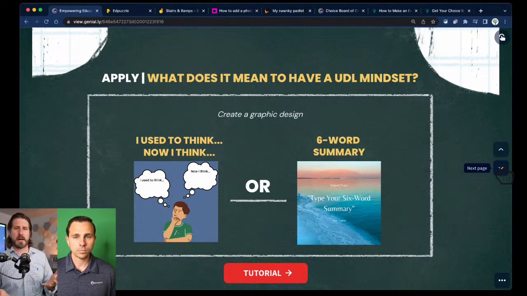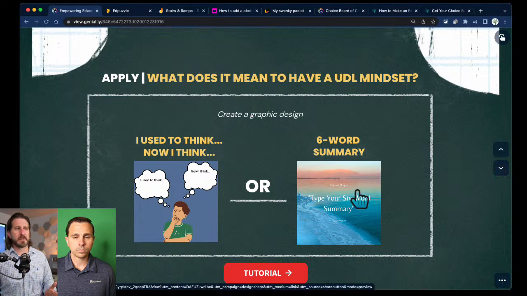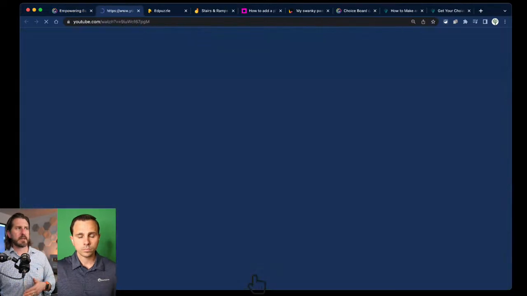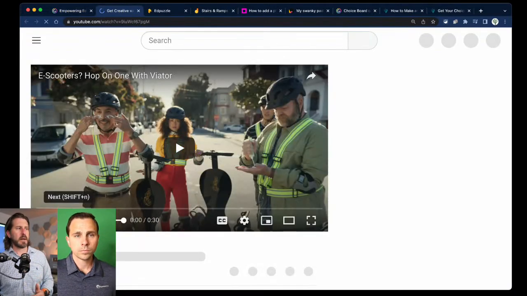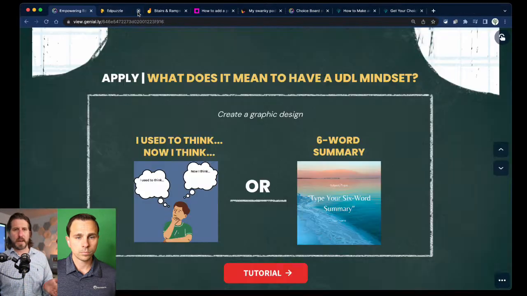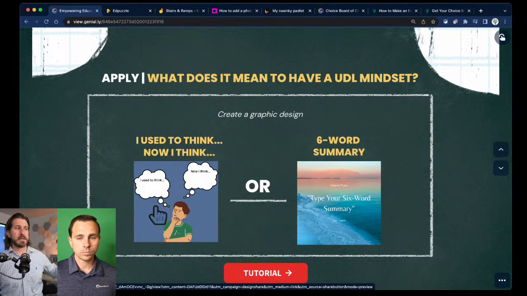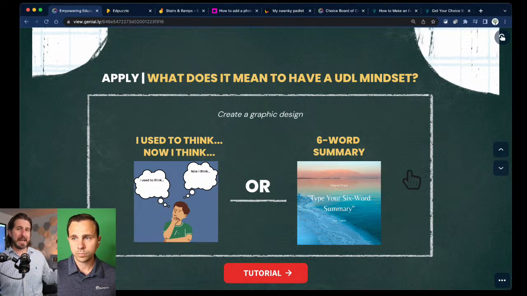We could have them choose here from doing something like "I used to think, now I think," or a 6-word summary about what they learned about UDL. I've created some templates here. So when they click on these, they'll just get the template. They don't have to create it from scratch. If they want to, they can click here. They can watch a tutorial to learn how to use the program that we're learning. So again, just offering some of those embedded scaffolds while also giving them the opportunity to authentically practice, build their self-efficacy using a tool, and elevate their understanding of what UDL means.